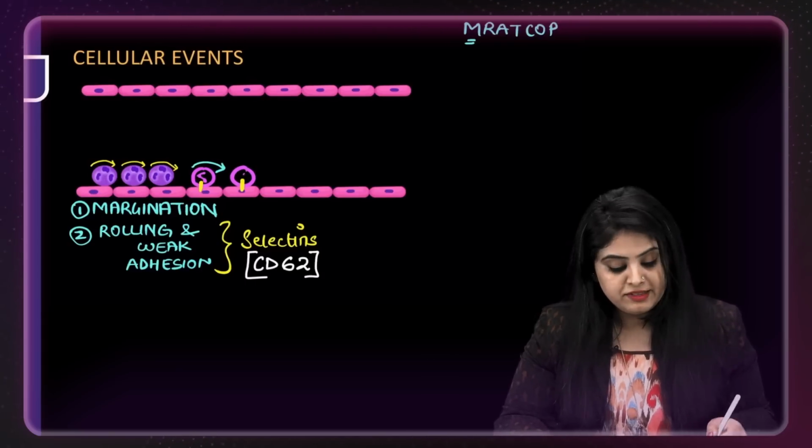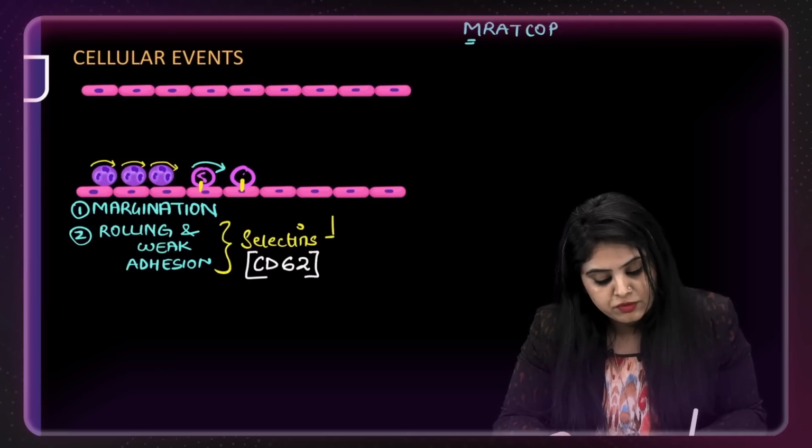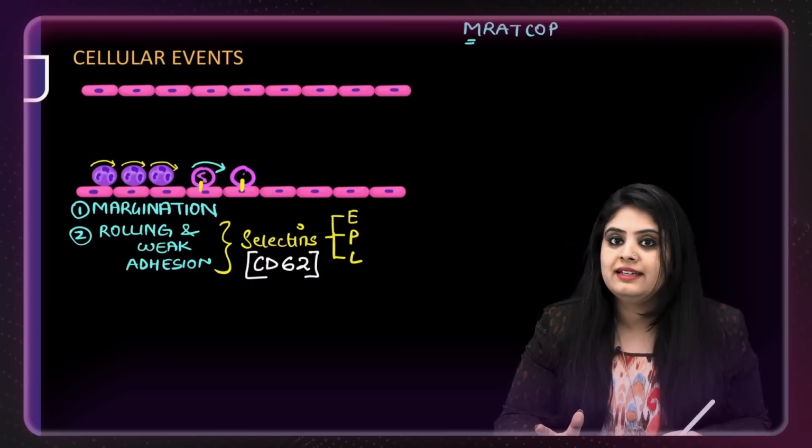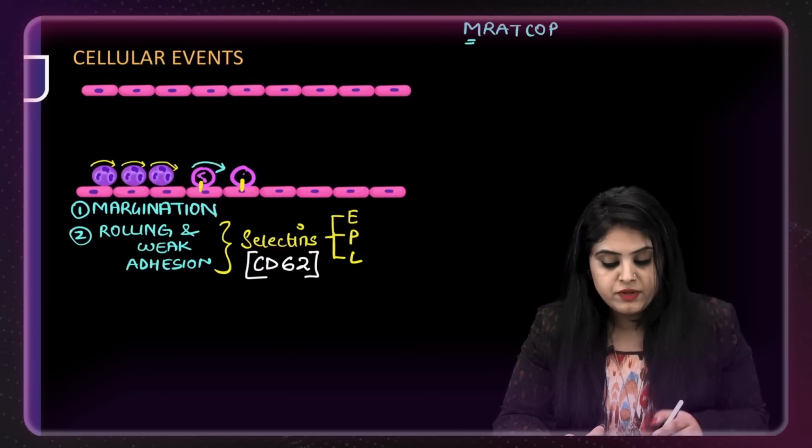CD62 is a selectin. And please remember, selectins are of three types. That is English Premier League: E-selectin, P-selectin, L-selectin. So first, what are we going to do?